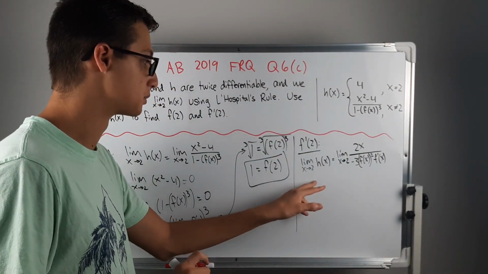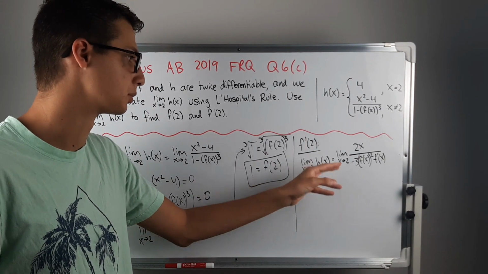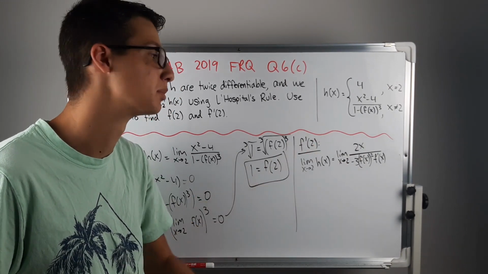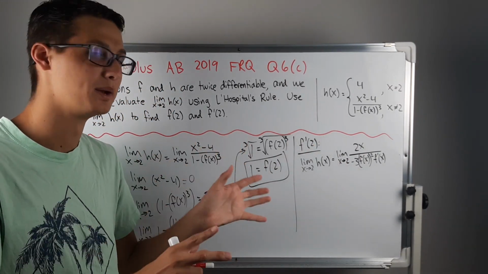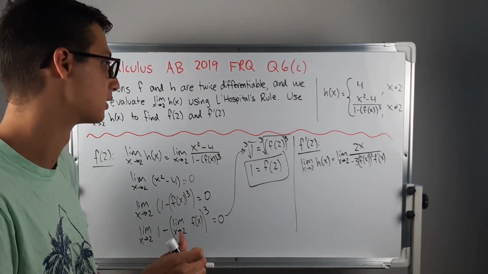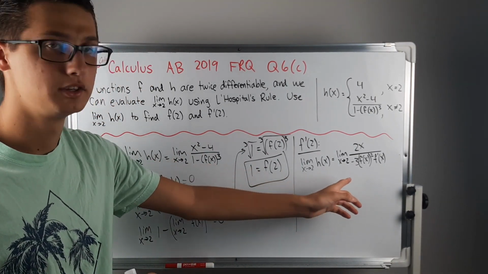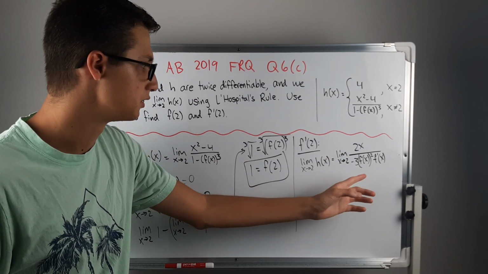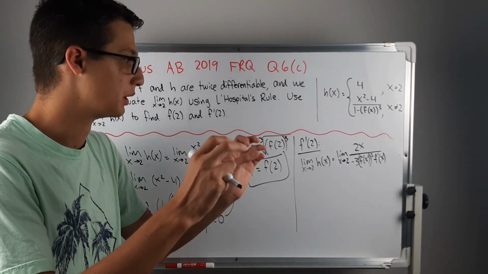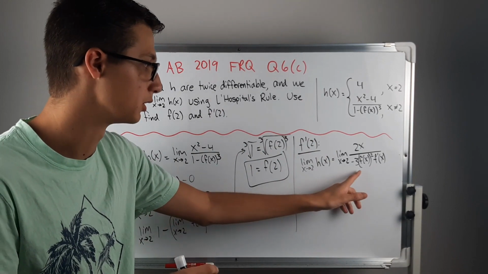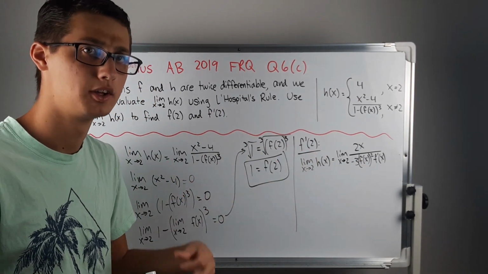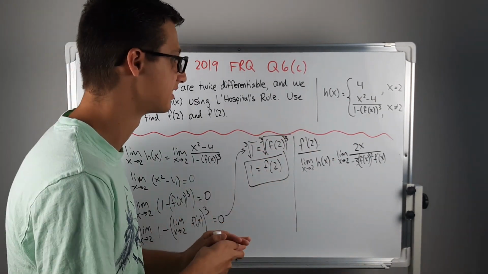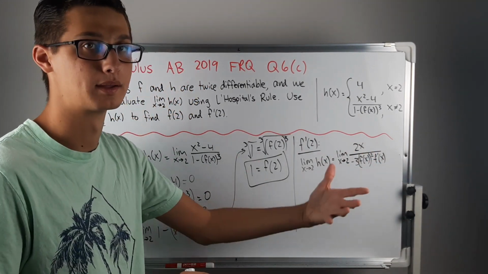So the limit as x approaches 2 of h of x is also equal to the limit as x approaches 2 of 2x divided by negative 3 f of x squared times f prime of x. It's a lot going on there, but we can reduce this a little bit. Now we can plug in x equals 2, because the limit of a product is equal to the product of the limits, so we could technically separate each part out and take the limit of them separately.